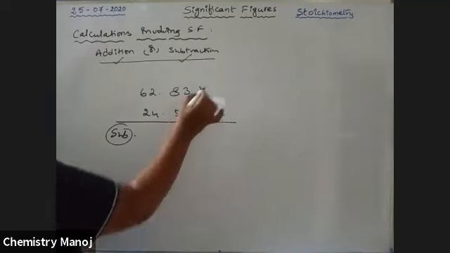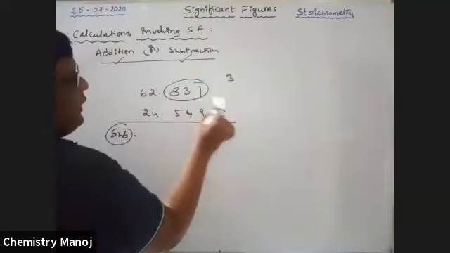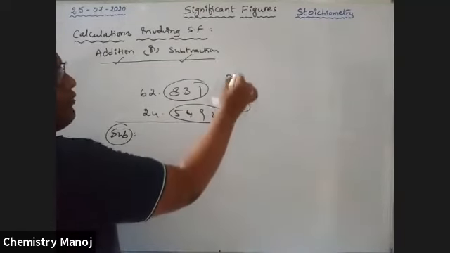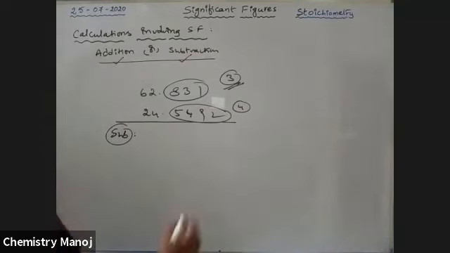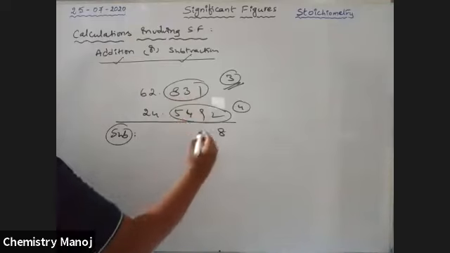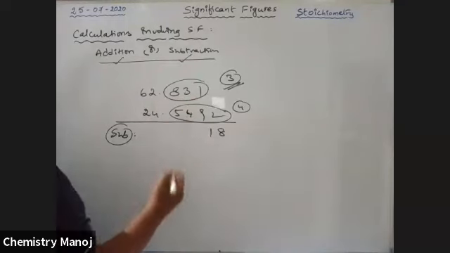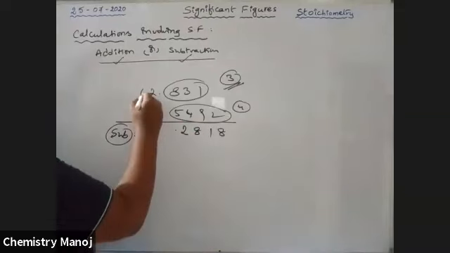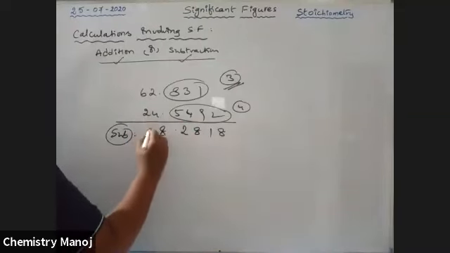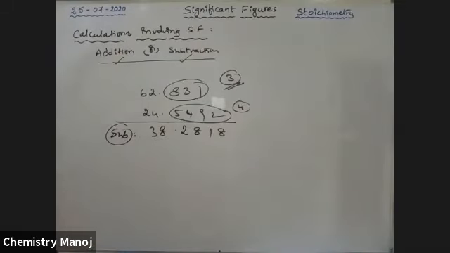Here decimal points 3. Here decimal points 4. Our final answer with 3 decimal points. So 10 to 8. So 10, 9, 1. 12, 4. That is 8. 7, 5, 2. 12, 4, 8. 5, 2, 3. That is 38.2818.